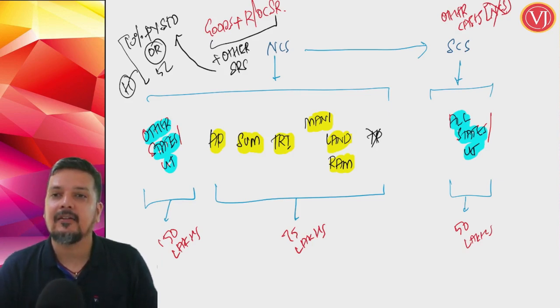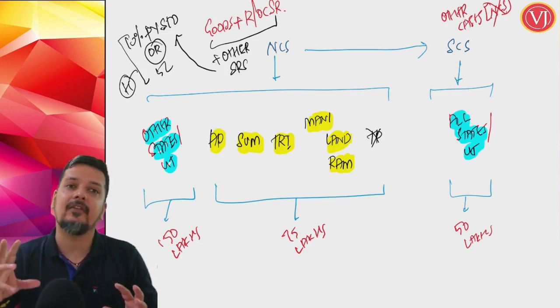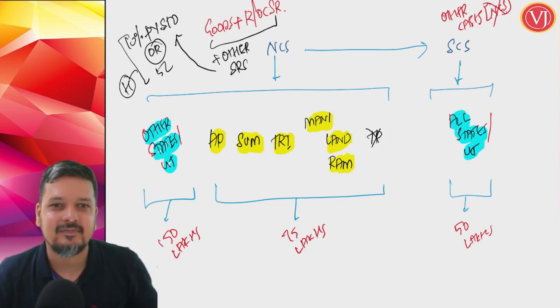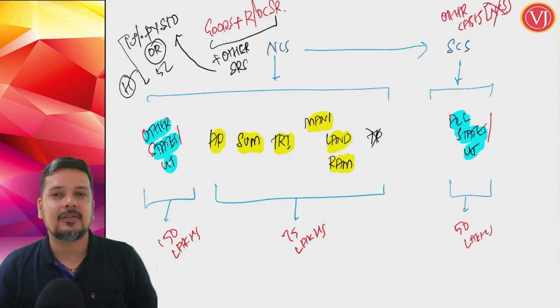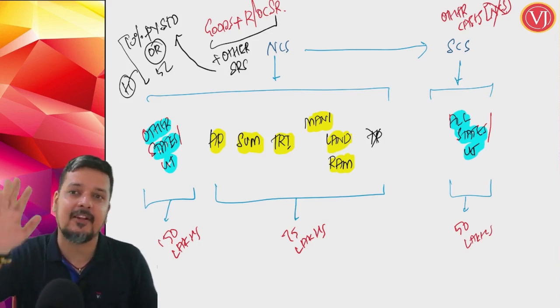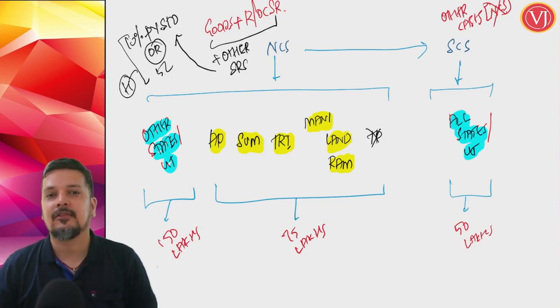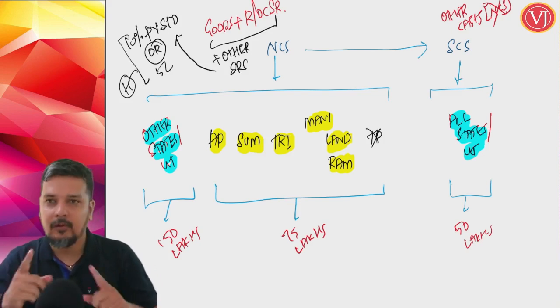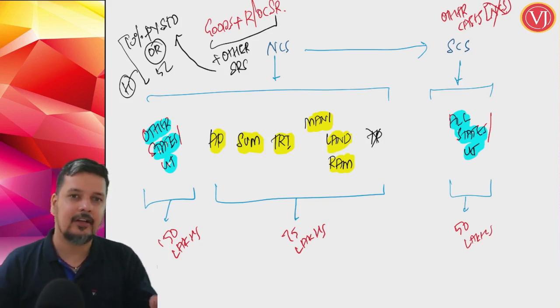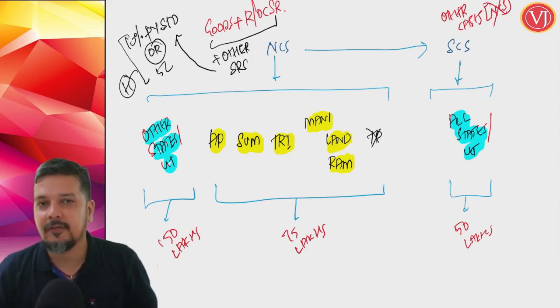Uttarakhand, goods plus service, but service is more. Major part. Done. This is how you have to see the limit. Now you see any questions of ICA, you are very clear. When it is 150, when it is 75, when it is 50 lakhs.